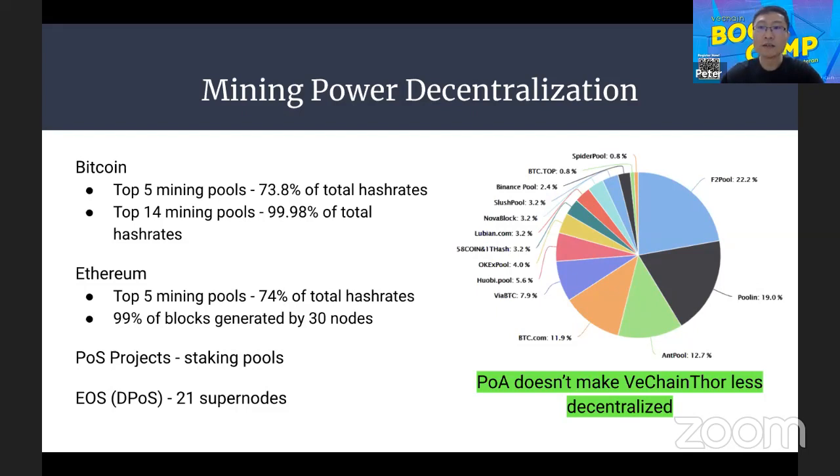Based on all these numbers and the facts I found and showed you, I can confidently say that there's no evidence supporting the claim that the mining power is more concentrated in VeChain Thor than it is in other major blockchain projects. So the conclusion is that we should firmly reject the idea that VeChain Thor is less decentralized.